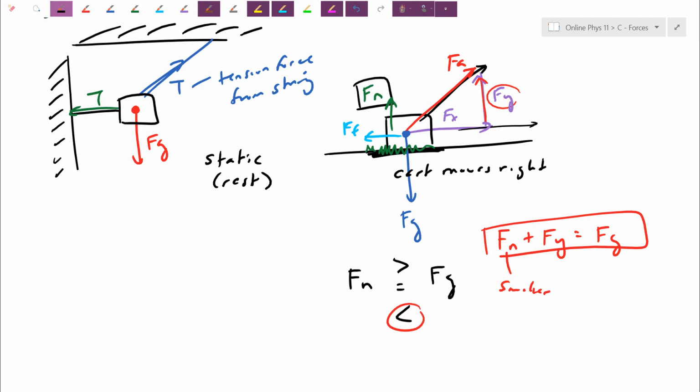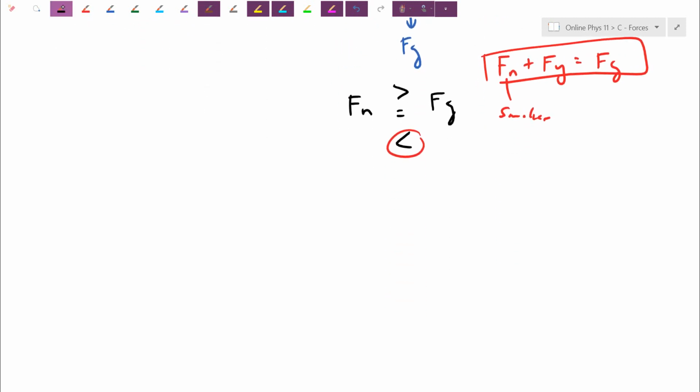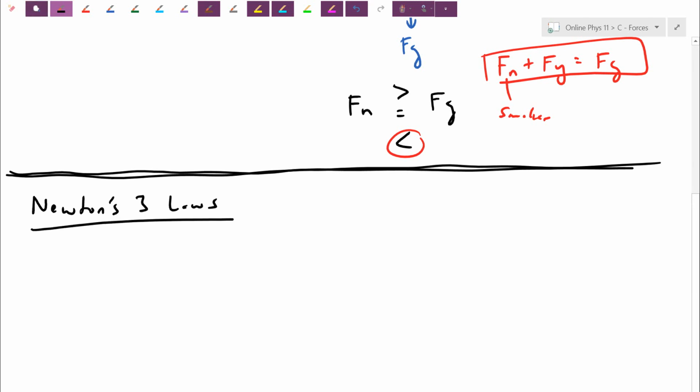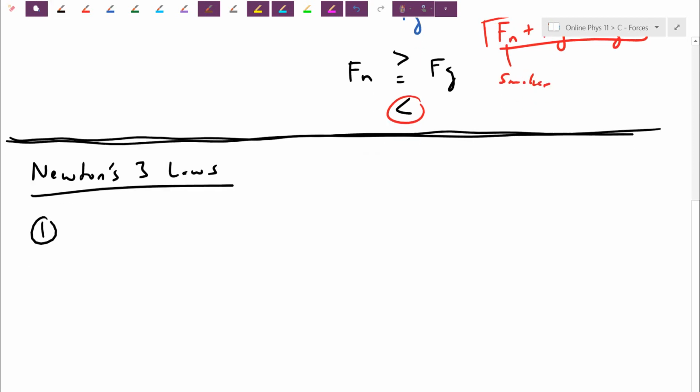For today, what I want to do is summarize for you something called Newton's 3 laws. Again, in honor of Newton, he did a lot of work with dynamics. He basically summarized for us our understanding of forces, and that's a good place to start off. So let's do Newton's 3 laws. Let's start off here with Newton's first law.